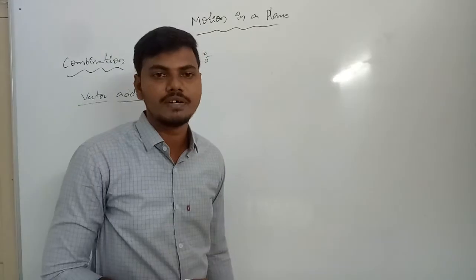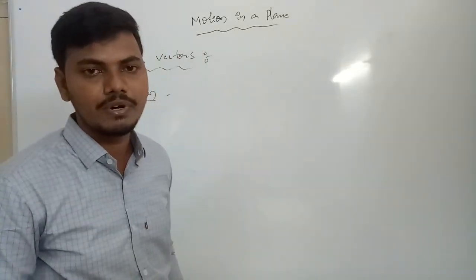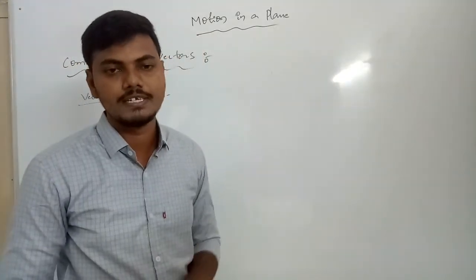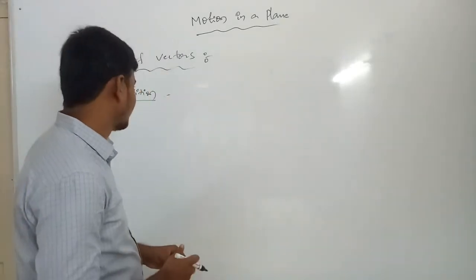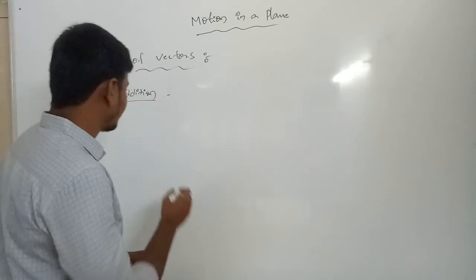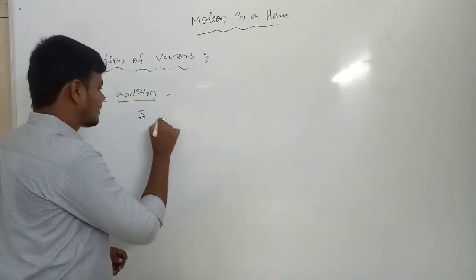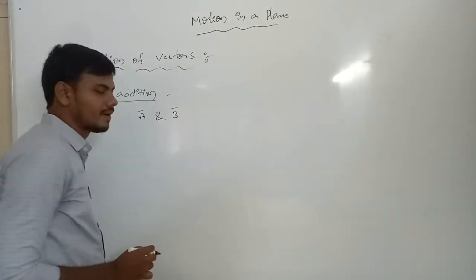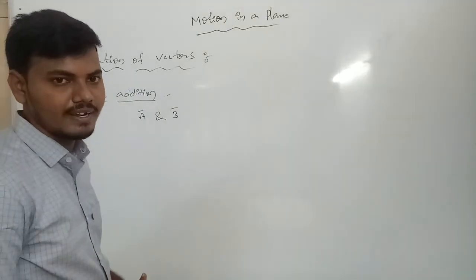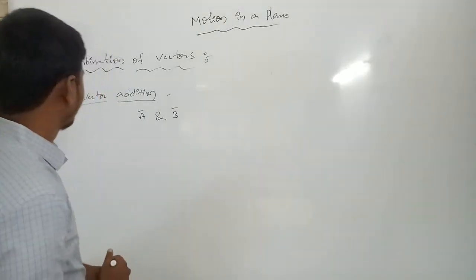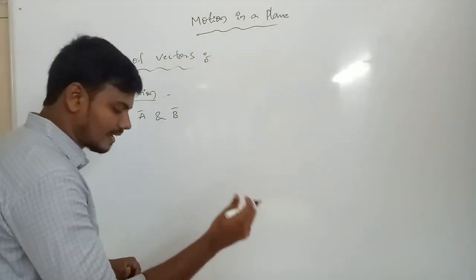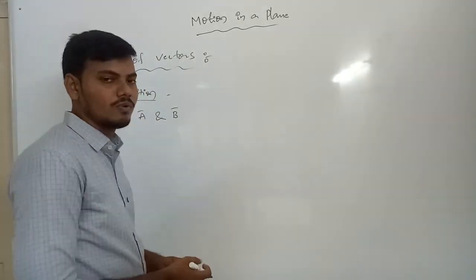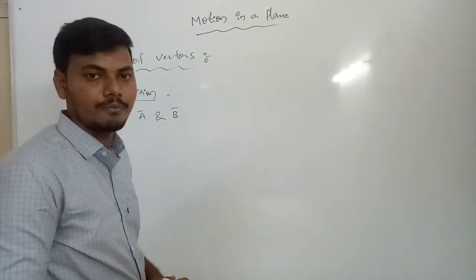There are mainly two-dimensional vectors only. The first vector is a bar, and the second vector is b bar. Vector addition means we are introducing positions, and again the displacement r, along with the direction property.